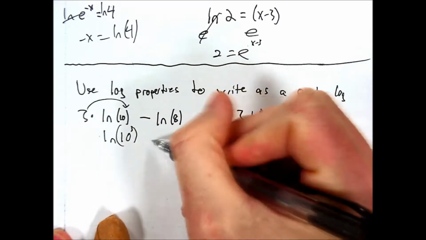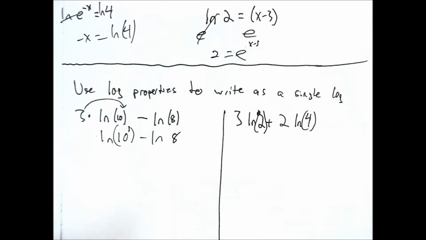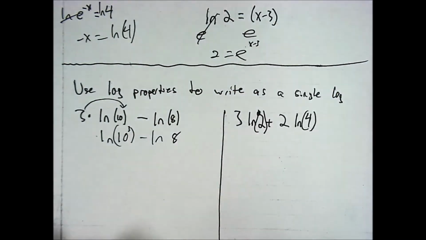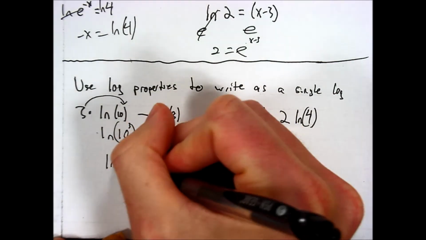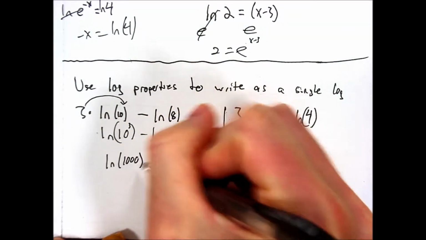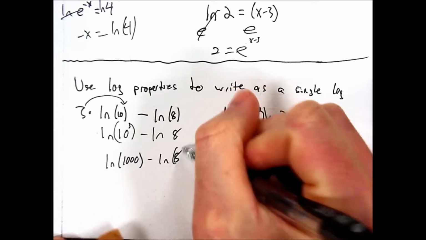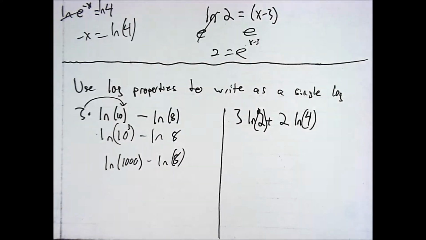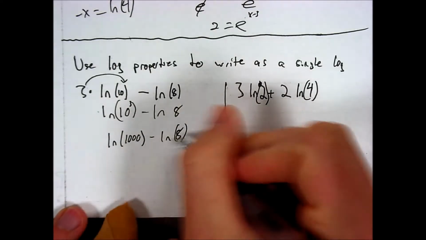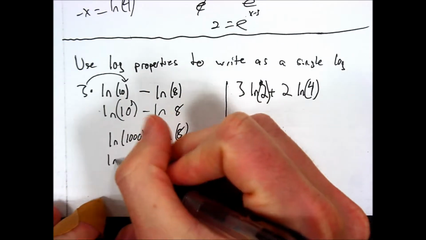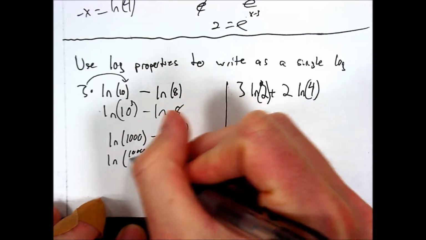So this is going to be 10 to the third. Well, I can do 10 to the third. It's going to be natural log of 1,000 minus natural log of 8. Okay, now we're going to undo the quotient property, which told us we could write them as subtractions. We're going to write these as one fraction.